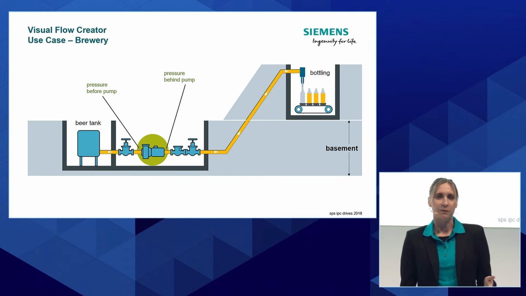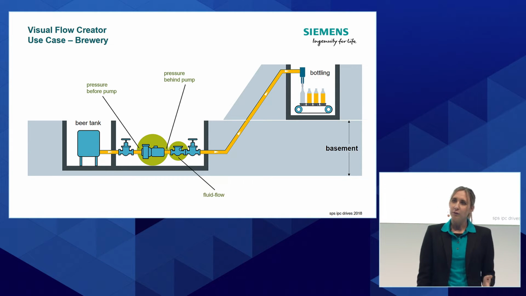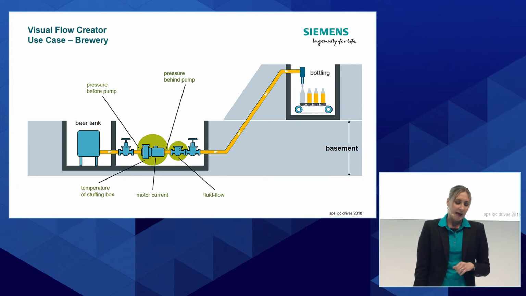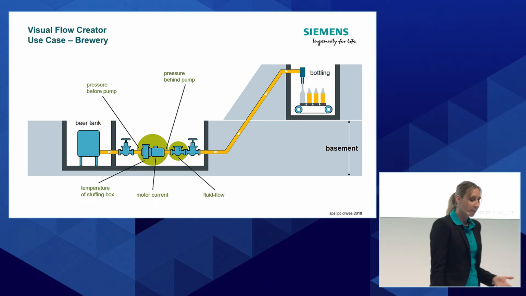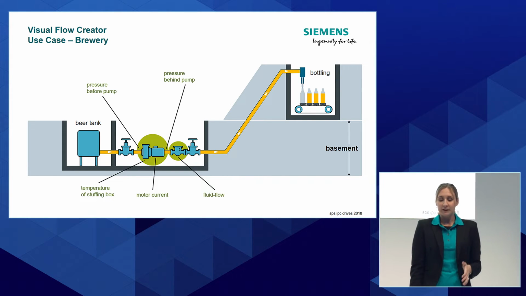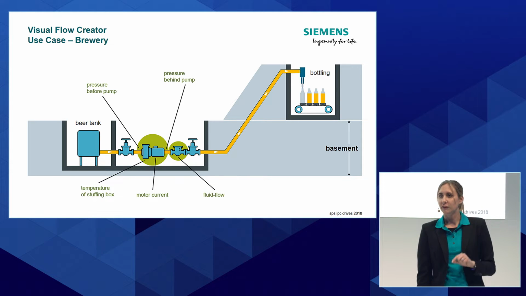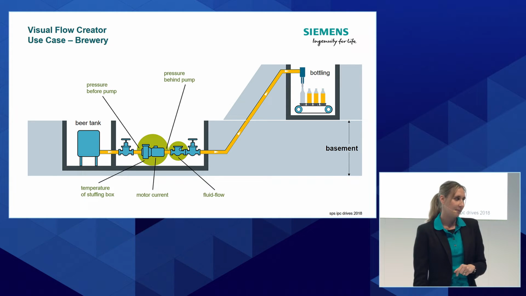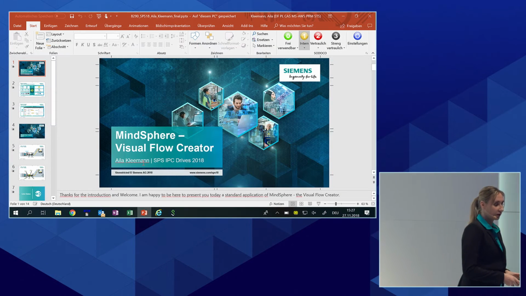We measure the pressure before the pump and after the pump. We measure the fluid flow, the motor current, and the temperature of the stuffing box. We from MindSphere now want that the supply chain is moving, and we want to build a digital solution where the service technician gets a notification if a dry run starts, so that the supply chain is moving on and we can buy our beer. Let us go to the live demo to build such a digital solution.